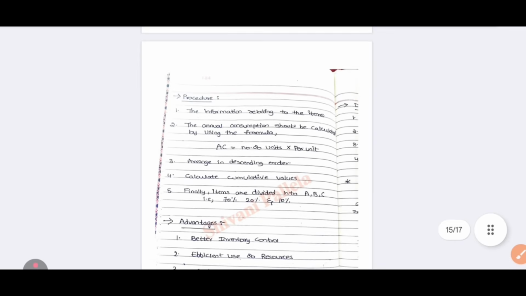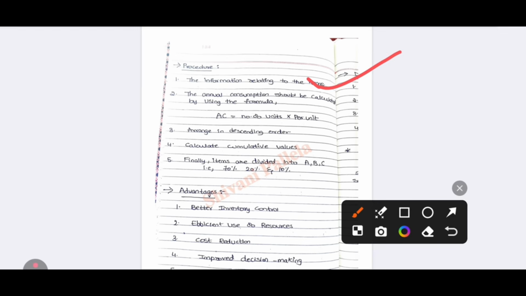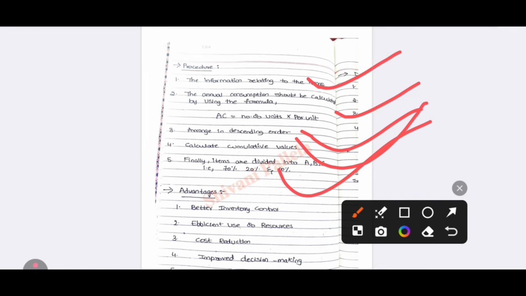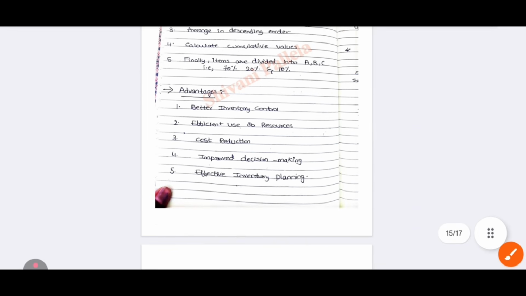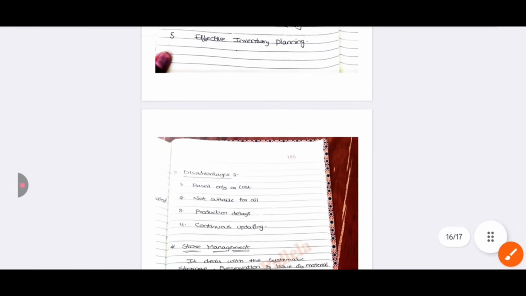So what is the procedure? If you have done the problematic, this will be easy. First you need to relate the forms, then you need to write the annual consumption, then you need to arrange in descending order, then you need to find the cumulative, then you need to divide it according to their percentages. So what are the advantages of this ABC analysis? First, inventory will be controlled in a better way, effective use of resources will be there, cost will be reduced, decision making will be improved, and efficient planning is also achieved with this.